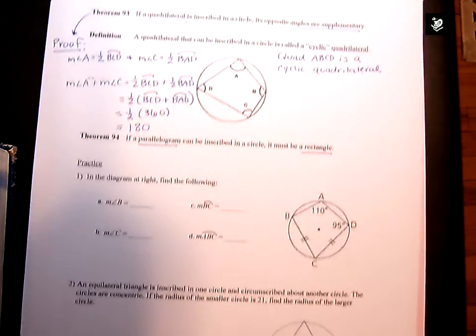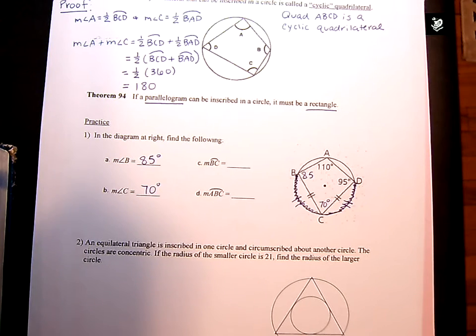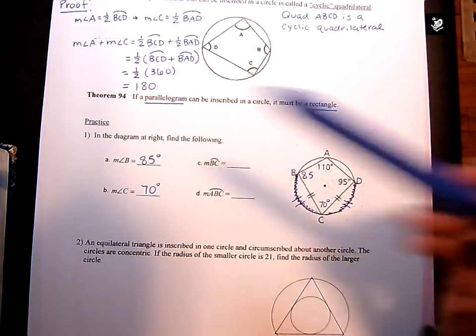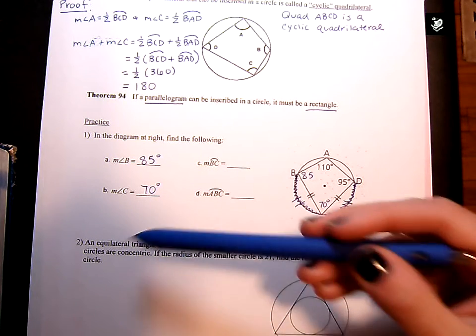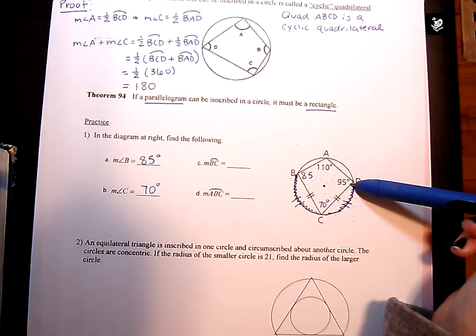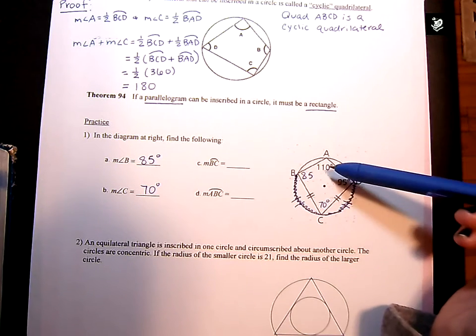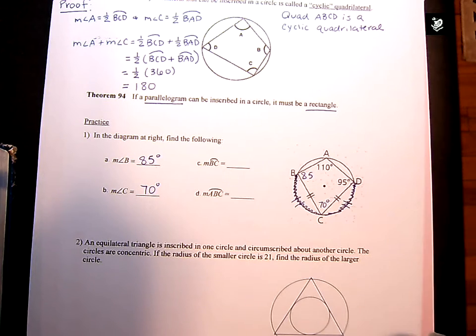Using the diagram at the right, see if you can find the following 4 pieces of information. First of all, the measure of angle B and the measure of angle C come from Theorem 93, which says that the opposite angles in a quadrilateral inscribed in a circle are supplementary. So for instance, if this is 95, then B is opposite that, so that's 85 degrees. C is opposite angle A, so that must be 70 degrees. So subtract from 180.